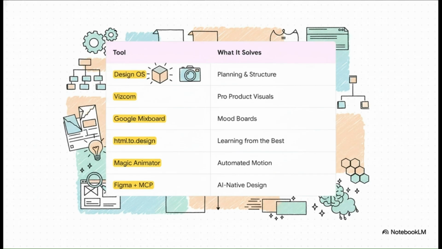So to wrap this all up, here it is, your 2026 AI Design Toolkit. You've got Design OS for planning and structure, Vizcom for those pro-level visuals, Google Mixboard for exploring styles, html.to.design for learning from the best, Magic Animator for motion, and finally Figma with MCP for a taste of true AI native design. Every single tool solves a specific, crucial part of the process.